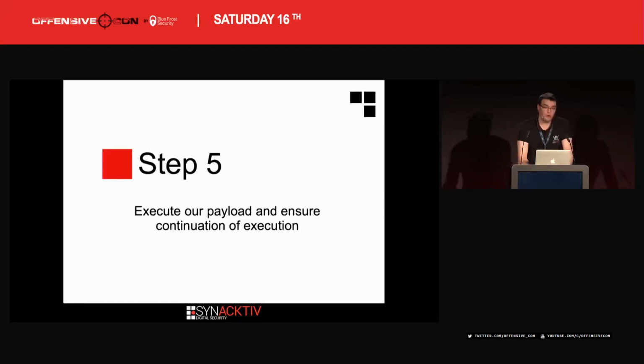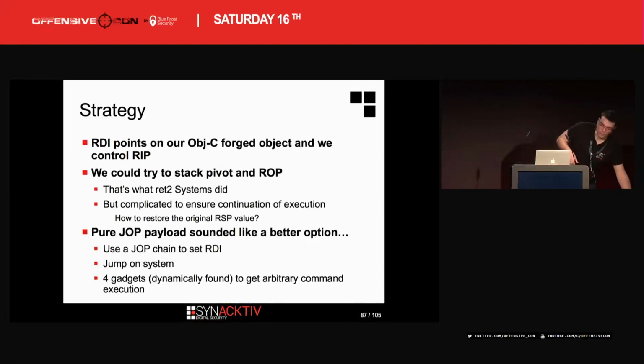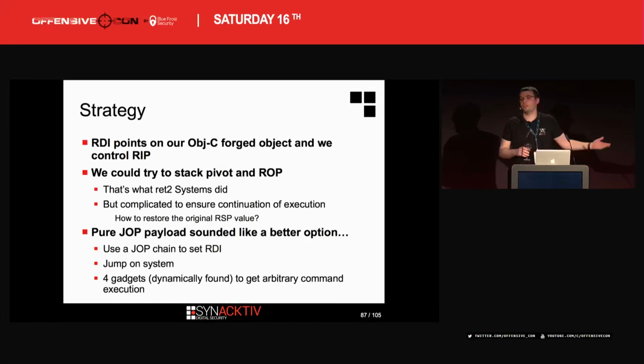So now all we have to do is to ensure continuation of execution. This is not really hard, because when our fake Objective-C object will be released, RDI will point on our Objective-C object, and we control our IP. So we could try to stack pivot and make some ROP. That's what Red 2 Systems did. But it's quite complicated to ensure a continuation of execution after that.